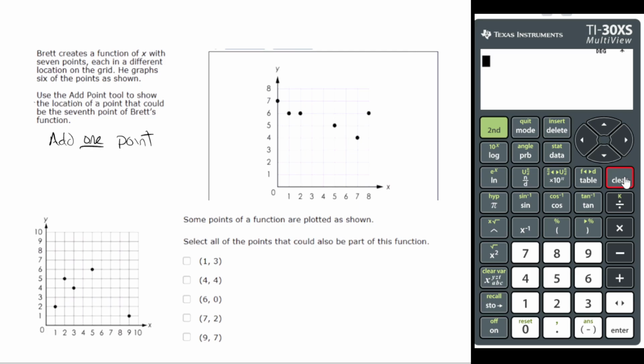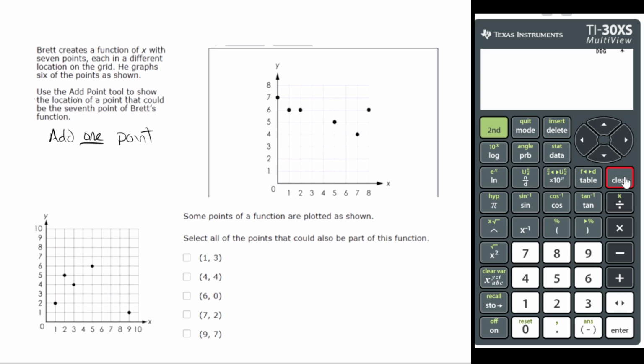The state test client will let you add more than 1 point. Don't do that, because you're only adding 1 point. You're adding the 7th point. Also, your point has to be in the graph. The state test will let you put your point out here for all it cares. Don't do that. That's wrong.